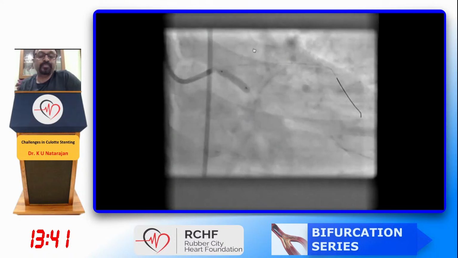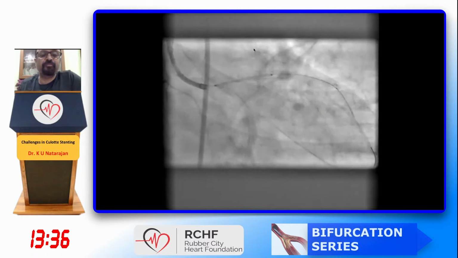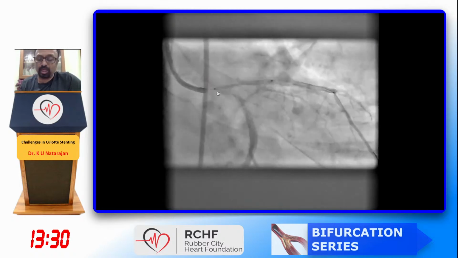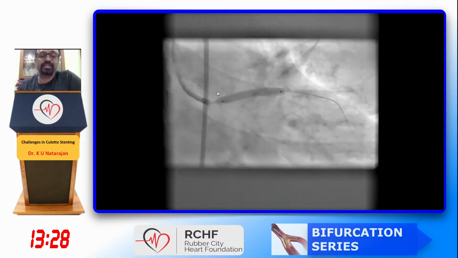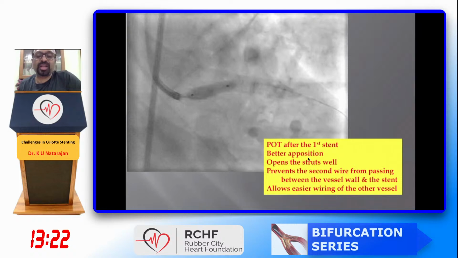Then we dilated the circumflex ostium. And we stented from the left main to the LAD with reasonable protrusion into the LAD, as you can see here, to allow a meaningful POT. We deployed the stent and did a POT at this stage. The POT is very crucial after the first stent. The need for multiple POTs was amply stressed in the previous talks. The importance of the POT is to have better apposition, to open the struts well, and to prevent the second wire from passing abluminally. It allows easy wiring of the other vessel, the circumflex in this case. That is the importance of the first POT.